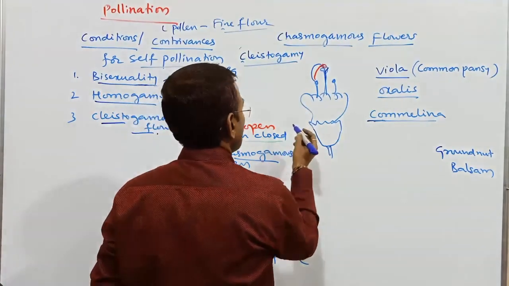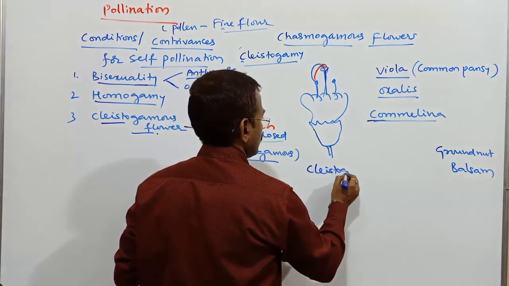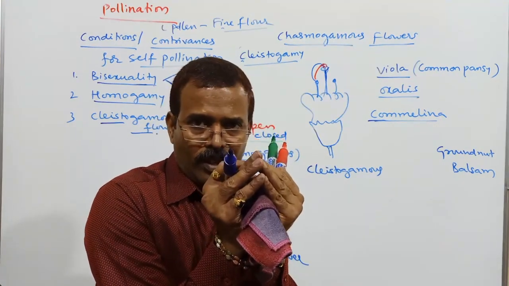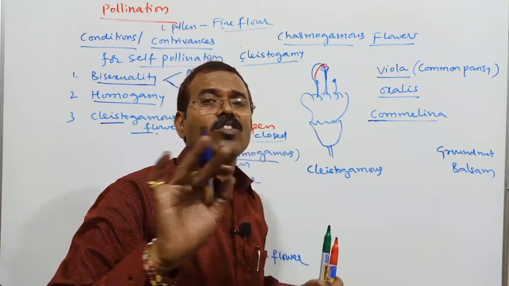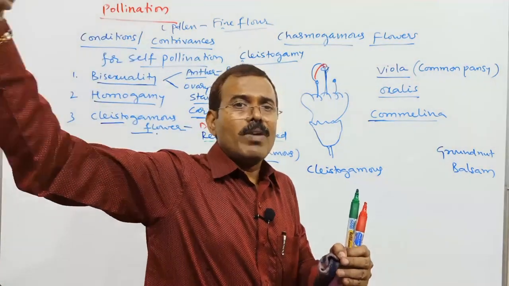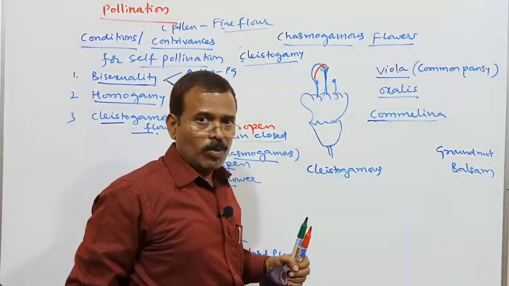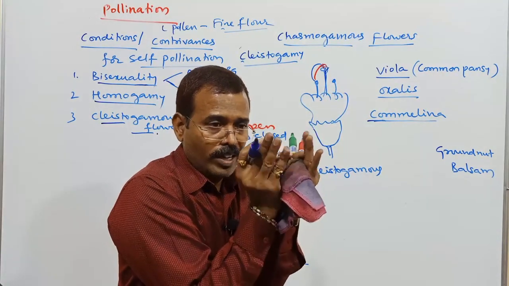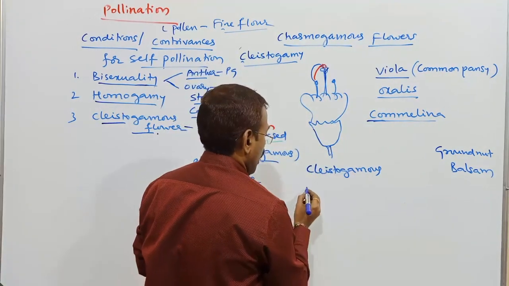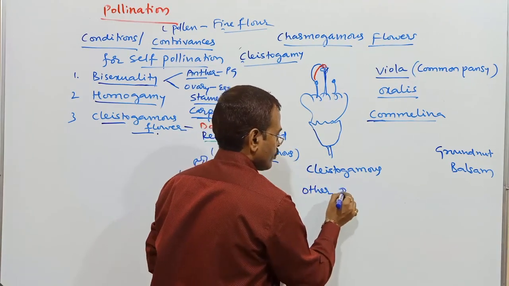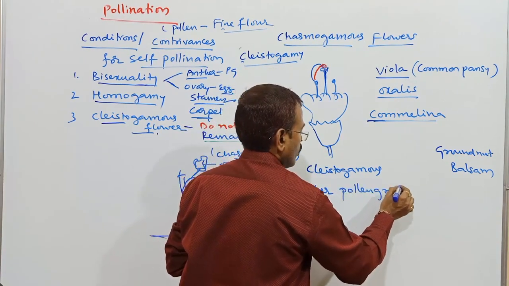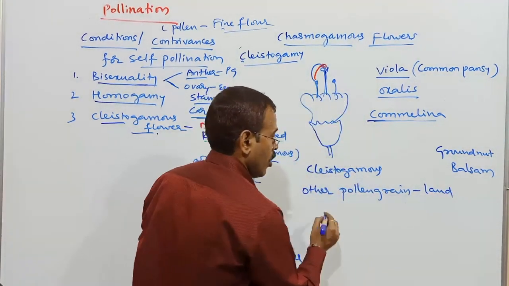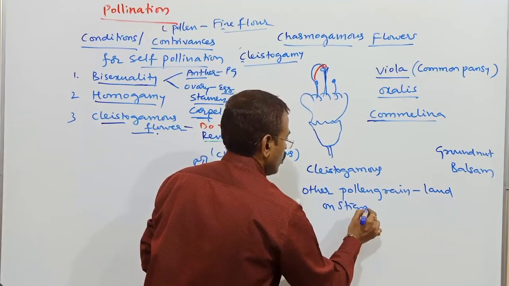So in the clistogamous flower, as the flower remains closed, there is no chance of cross pollen coming and falling on the stigma of that flower. Suppose this flower is an open flower; when the flower remains closed, then other pollen grains will not land on the stigma of that flower.